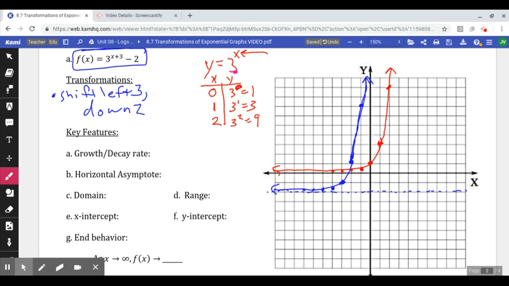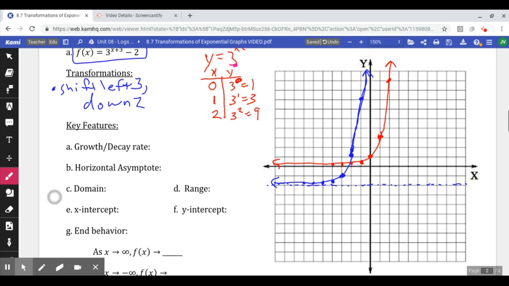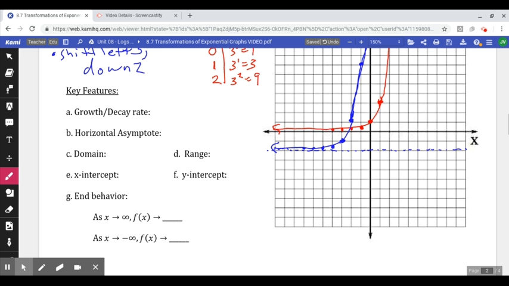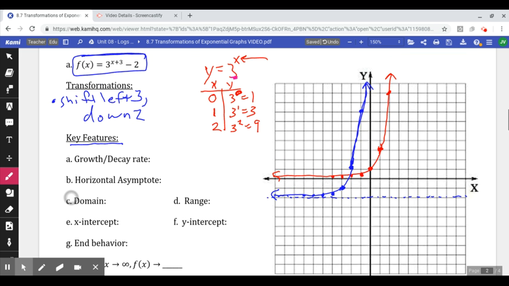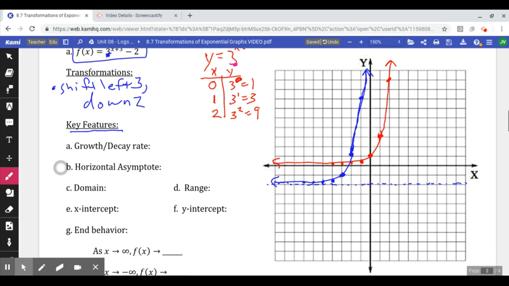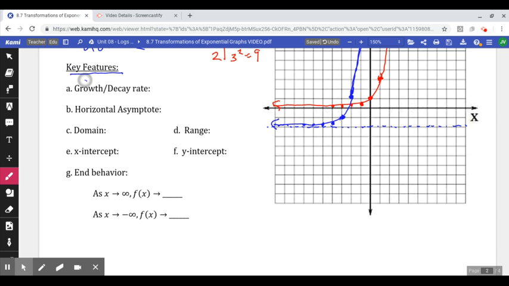Let's go through the key features. We can look at the equation, and also we can look at the graph to help us with these. So we're looking at the left side now. At key features, the growth rate or decay rate, you can get that either by looking at the graph or looking at the equation. We can see here that the base is 3, which is bigger than 1. So this is totally going to be growth.